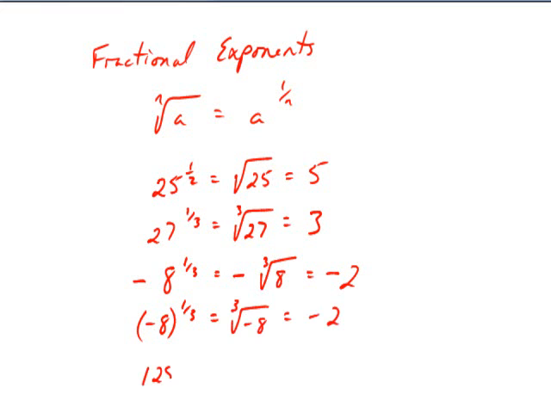And what if we have a negative fractional exponent? Thinking back to the negative exponent rule, we could rewrite this as 1 over 125 to the positive 1/3 power. We could then rewrite that denominator as the cube root of 125, or the denominator could be written as 5. So the final value is 1/5.